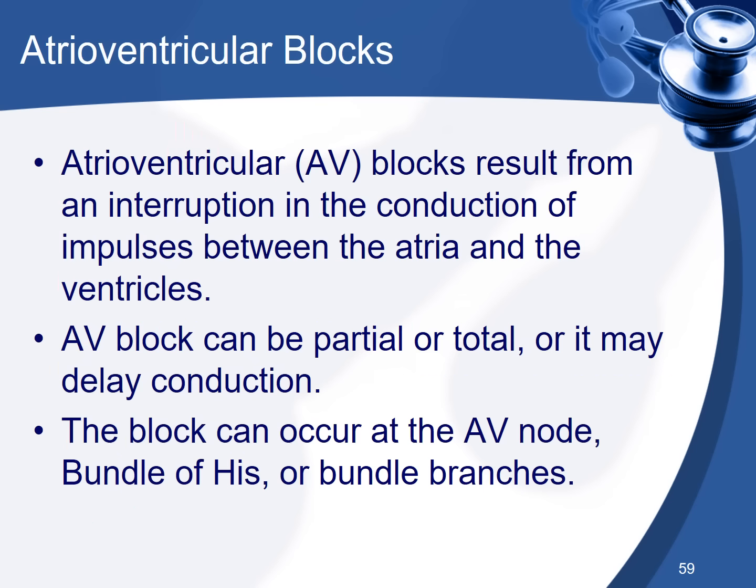Next group of rhythms that we are going to look at are your atrioventricular blocks. This is a disruption or maybe a delay in the conduction of impulses between the atria and the ventricle. You may have a partial block, you may have a total block, or it just might be a delay. And the block can occur anywhere, at the AV node, bundle of His, or any of the bundle branches.